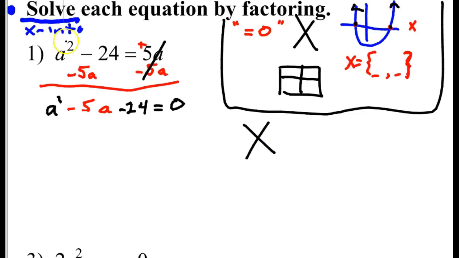What two numbers multiply to a times c? So remember, it's these two. And then they add to negative 5, and you can find your two numbers, which are, let's see, 8 and 3, with a negative on the 8 to get a negative 5 when you add.